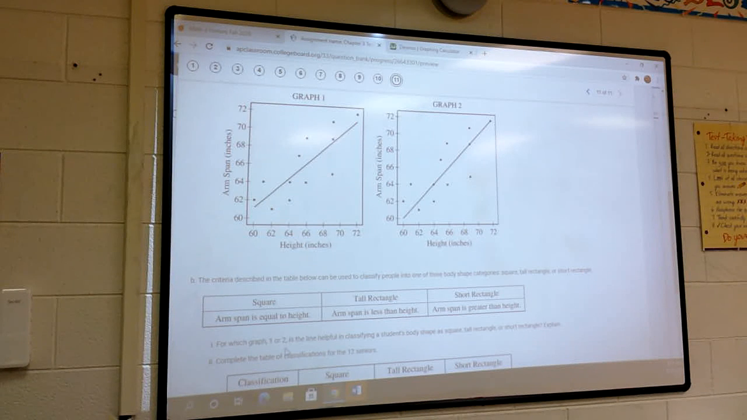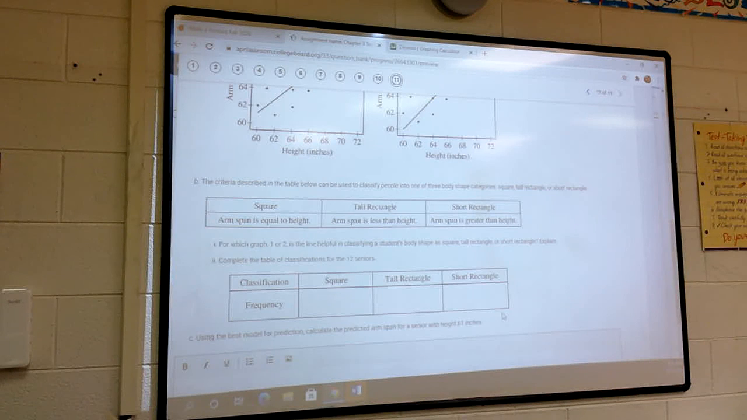For which graph, 1 or 2, is the line helpful in classifying a student's body shape as square, tall rectangle, or short rectangle? Explain. And that actually is very obvious. Okay. Now, then you want to complete the table for the 12 seniors. So how many of those 12 are squares, meaning their arm span is equal to their height? How many are tall rectangles, meaning their arm span is less than their height? And how many are short rectangles, meaning their arm span is greater than their height?